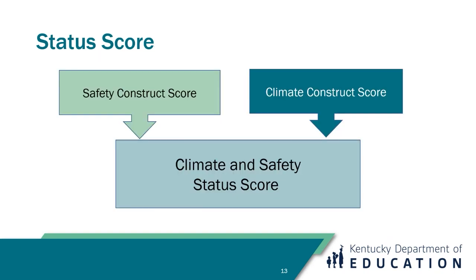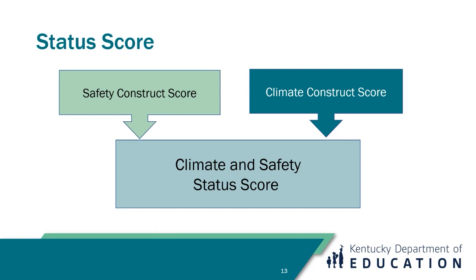As mentioned in the last slide, the 2 constructs that go into the status score are the safety construct score and the climate construct score. The average student scores for questions associated with safety are averaged again to create one safety construct score. The average student scores for questions associated with climate are averaged again to create one climate construct score. Together, they are averaged to yield the climate and safety status score.